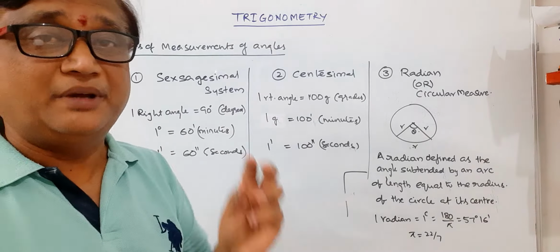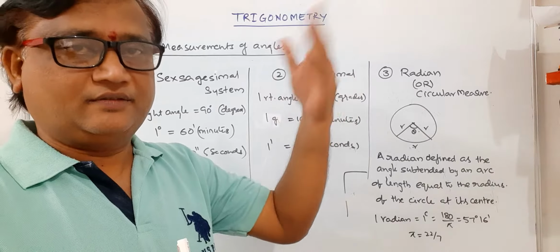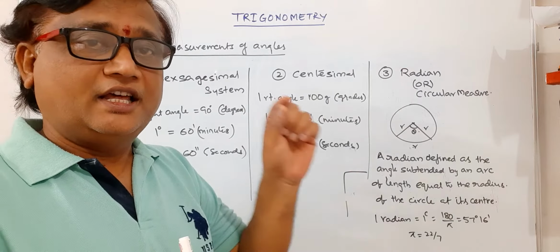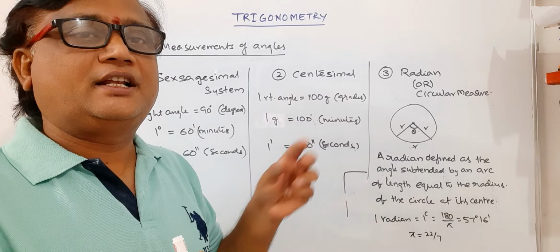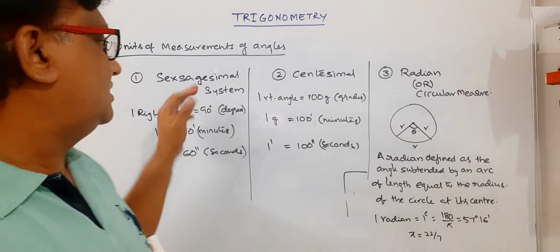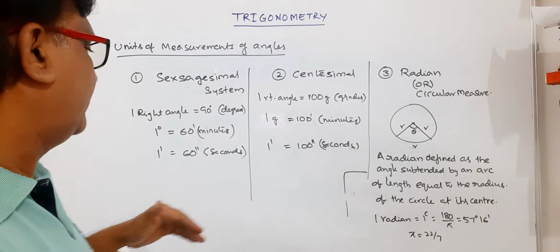Here first system is sexagesimal system. Sexagesimal system means base 60. The Babylonians and Eastern and Western civilizations, in the olden days, took 60 as the base. So that is sexagesimal, based on 60 only.